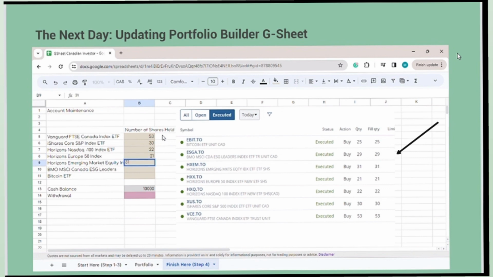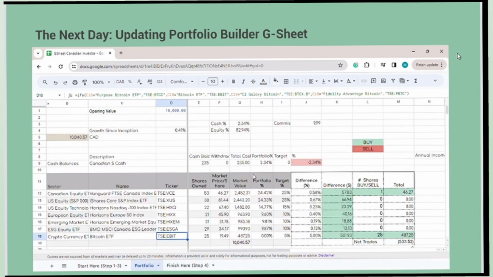After the trades, there should be a small cash balance left over. To update the GSheet, you will erase the 10,000 and update it with your new cash balance. For this demo, I will assume that there was $235 left in the account after trades. So, now that you have completed the initial setup of your portfolio, you use the GSheet to update the cash balances and number of shares you have in your account.